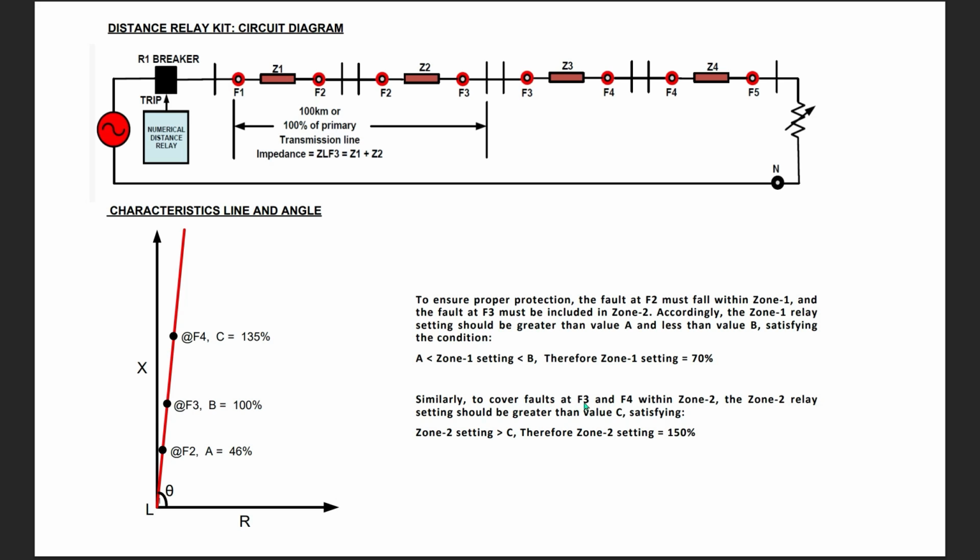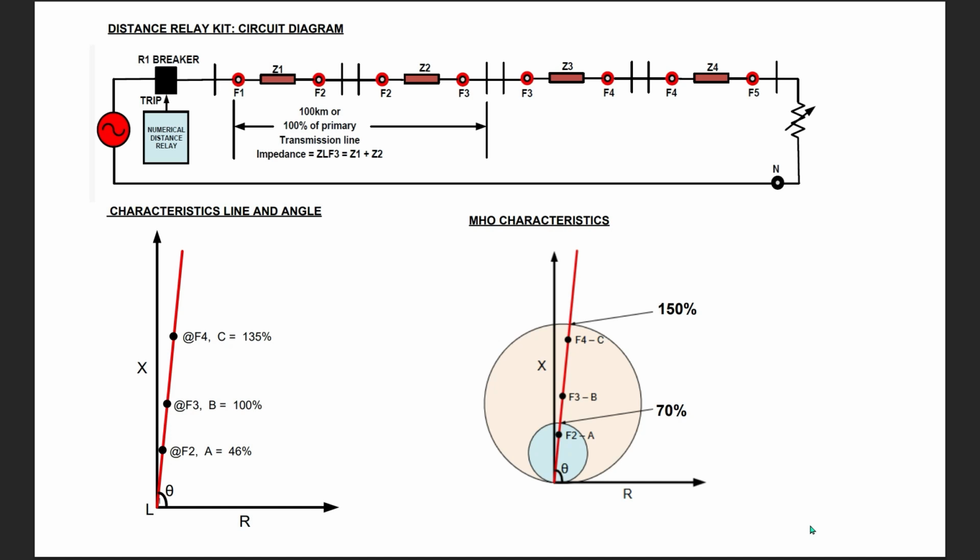Similarly, to cover faults at F3 and F4 within zone 2, the zone 2 relay setting should be greater than value C. Satisfying this, the zone 2 setting is greater than C, and therefore the zone 2 setting is considered as a value greater than 135%, that is 150%. And the corresponding mho characteristics are shown in this figure.